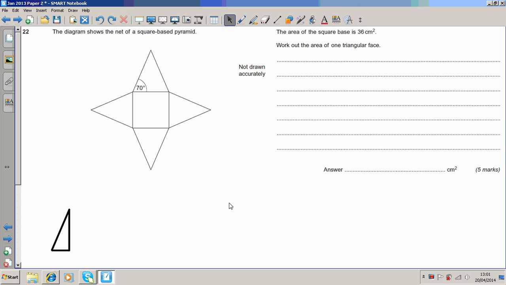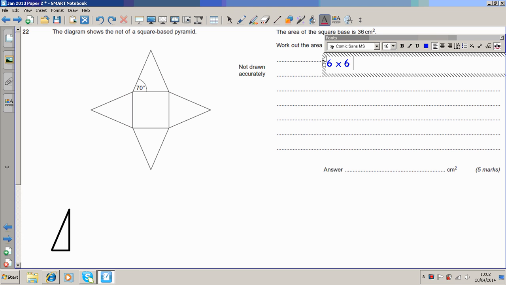The diagram shows the net of a square-based pyramid. So there's our net, and the area of the square base is 36. Work out the area of one triangle face. Oh, that's a good looking question. Alright, so first of all, 6 times 6 is 36.